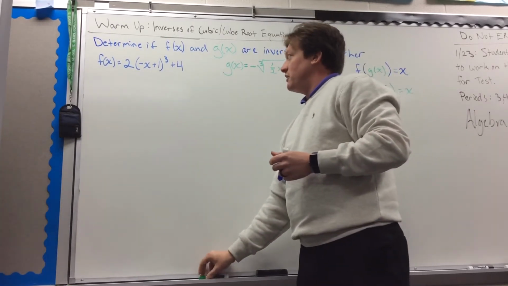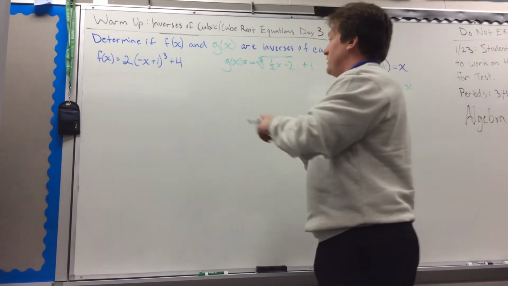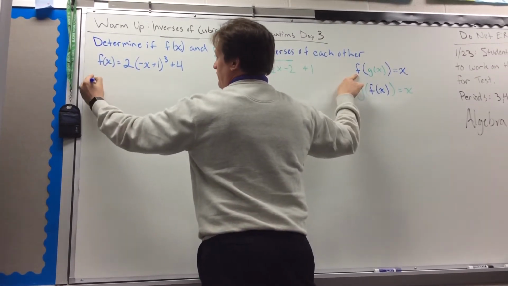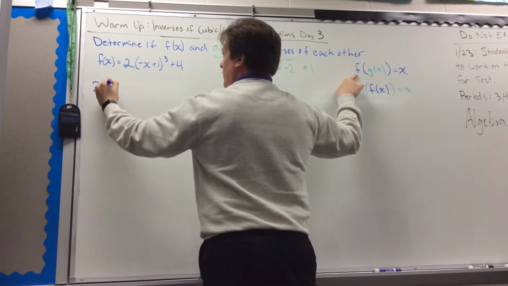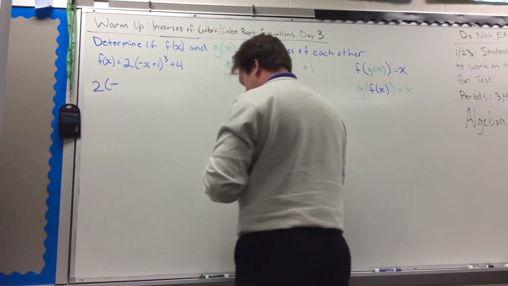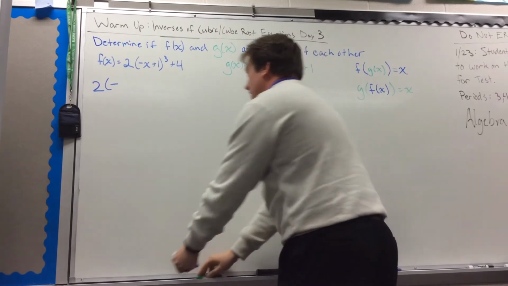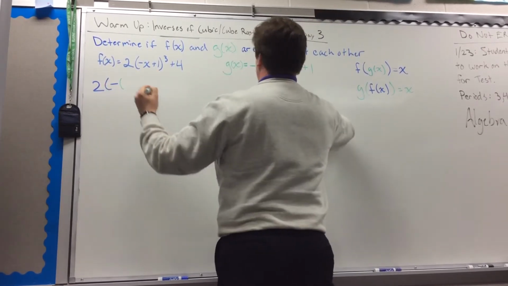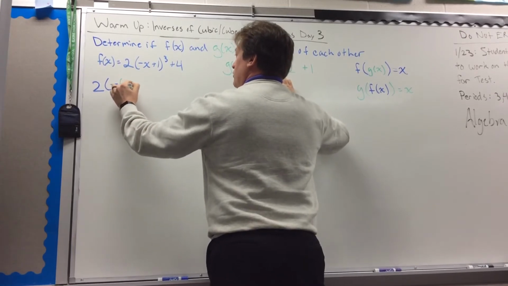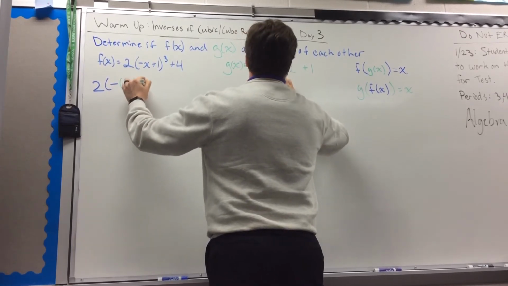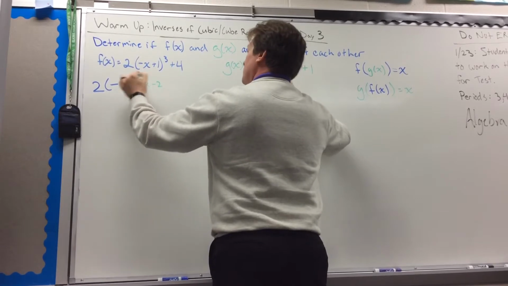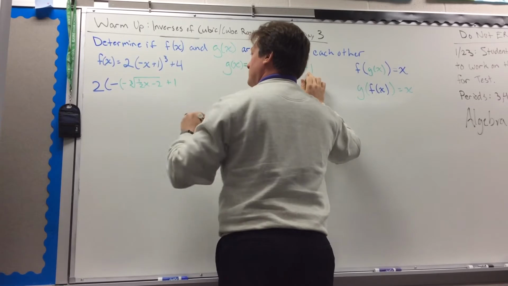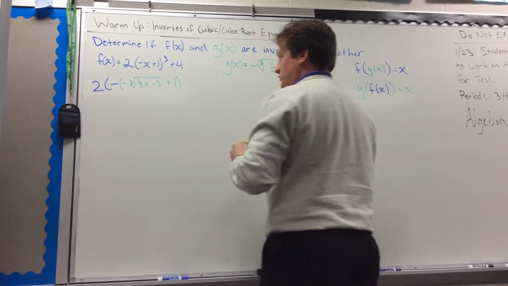So what I want to do is use different colors. We have f of g of x, what we're going to do first. So in blue, I've got 2 times negative, and then inside there, I'm going to plug in this part, and I'm going to use another parenthesis right here. So I've got negative cube root of 1/2 x minus 2 plus 1, and that takes care of the g of x part.